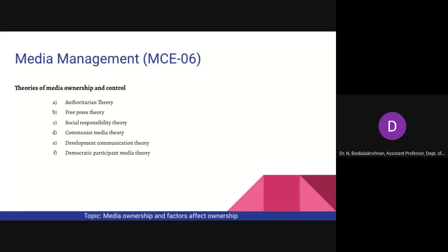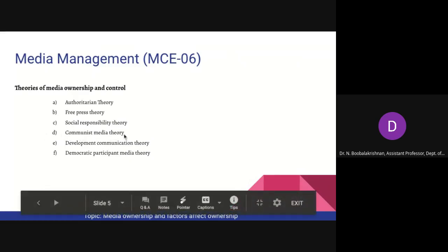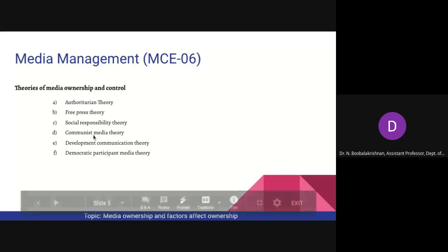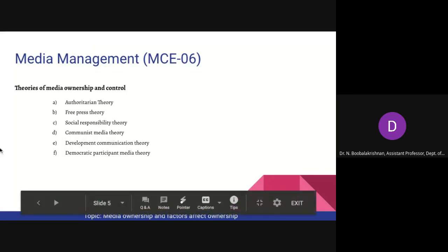So media, as per this theory, is subject to interference, as in the authoritarian theory. The chief function is to safeguard and propagate the interests of the working class. Society moves in one direction to achieve a certain set of values. So the ultimate function of the Soviet media theory, that is the communist media theory, is to safeguard and propagate the interests of the working class people.